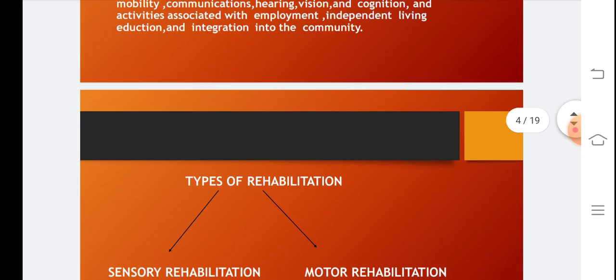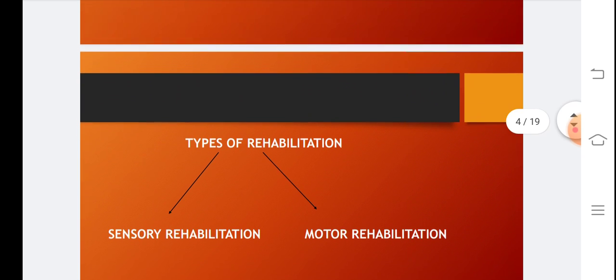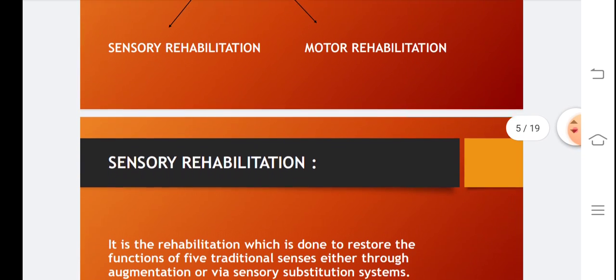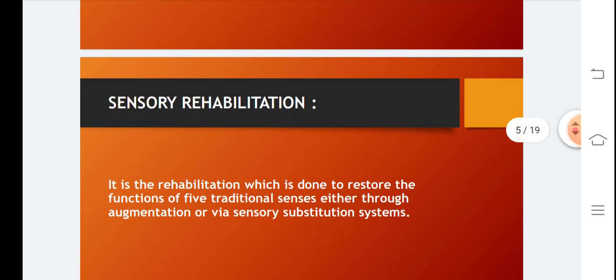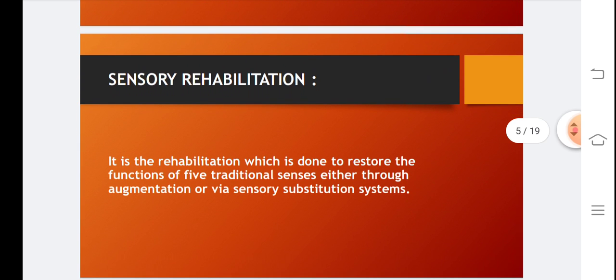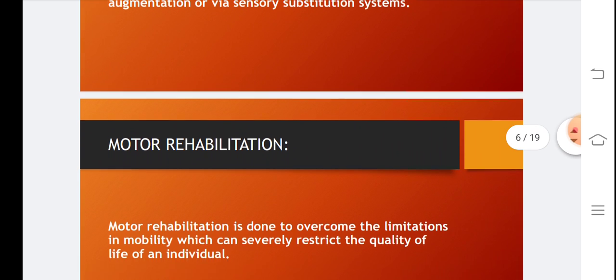There are two types of rehabilitation: sensory rehabilitation and motor rehabilitation. First, sensory rehabilitation. Sensory means sensation or our physical senses. It's a rehabilitation which is done to restore the function of the five traditional senses, either through augmentation or via a sensory substitution system.